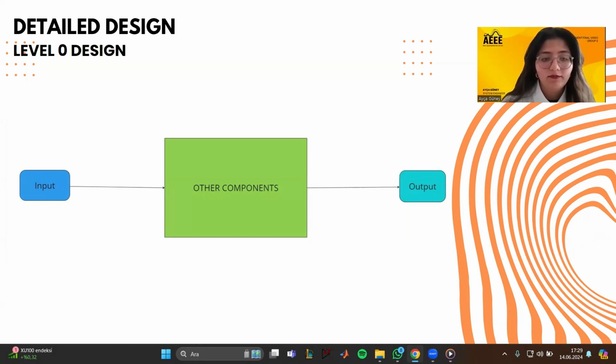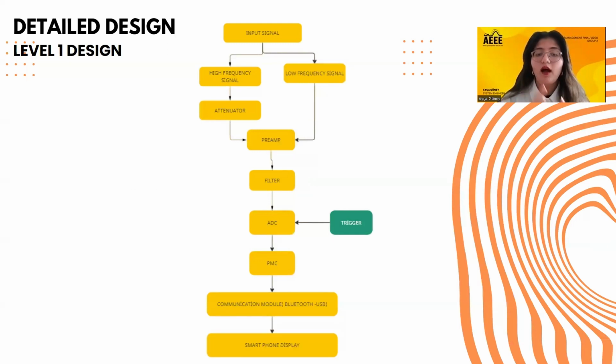In the Level 1 design, the system processes both high and low frequency signals and outputs data to a smartphone display via a communication module. Input signal management efficiently handles both high and low frequency signals. As signal conditioning, high frequency signals pass through an attenuator to reduce their amplitude and prevent distortion. However, the low frequency signals bypass the attenuator and go directly to the preamp. In the preamp, both signals are initially amplified to enhance the signal strength.